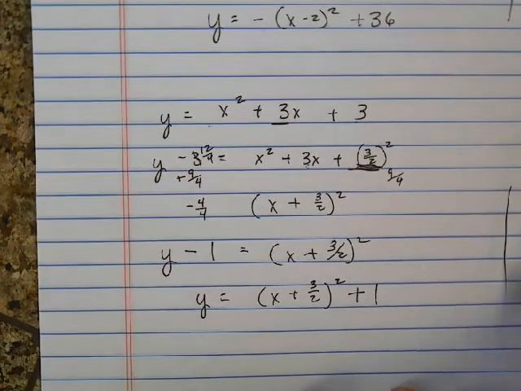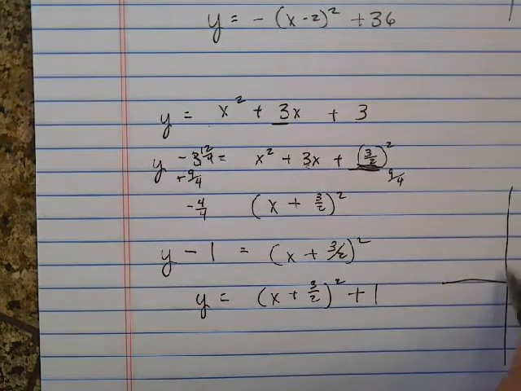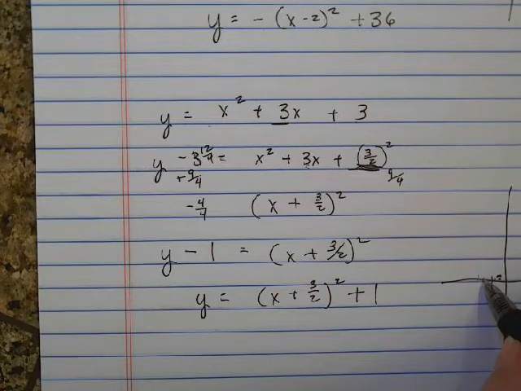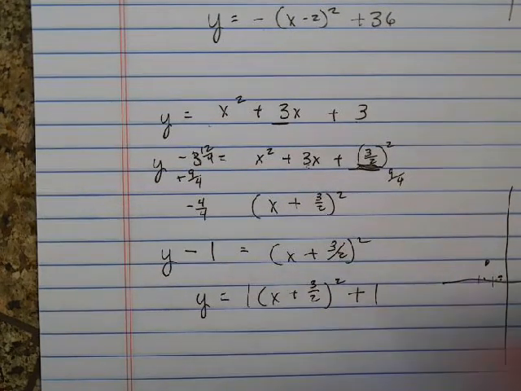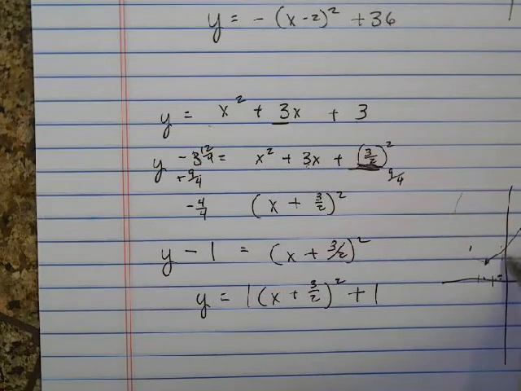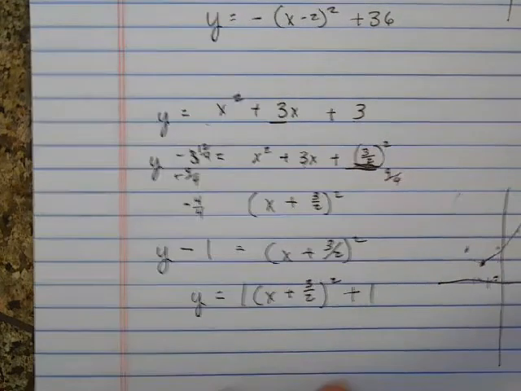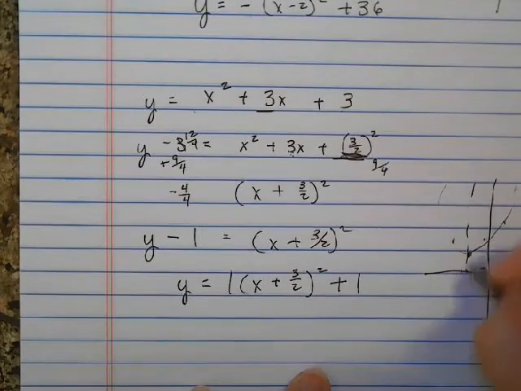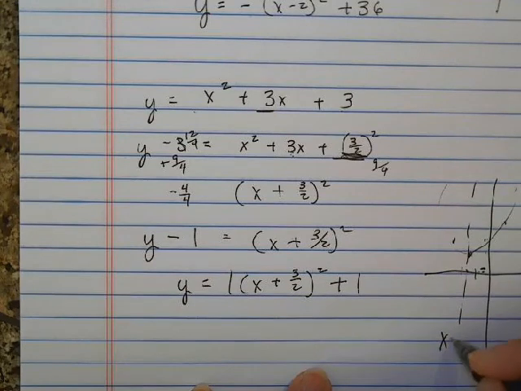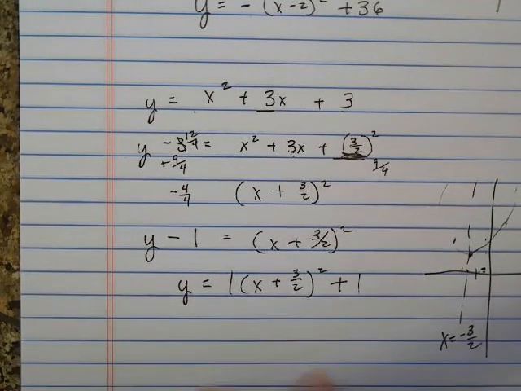So let's think about our vertex. I'm going to go to the left 3/2, which is like negative 1.5, and up 1. And then from there, I'm going to go over 1, up 1, over 1, up 1, over 2, up 4. So you can see how it would cross through approximately 3. So our vertex, our axis of symmetry would be at x equals negative 3/2 or negative 1.5.